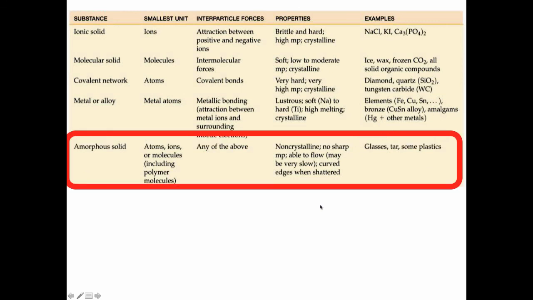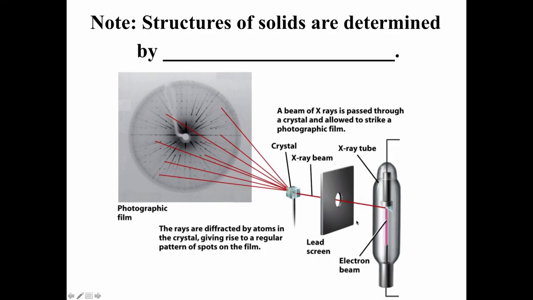And then amorphous solids are when we have various things, atoms, ions, molecules, etc., that aren't in a regular pattern. They're not crystalline, and because of that, they don't have sharp melting points. They may flow. They can make curved edges when they shatter, and things like plastics are sort of the classic example of that.